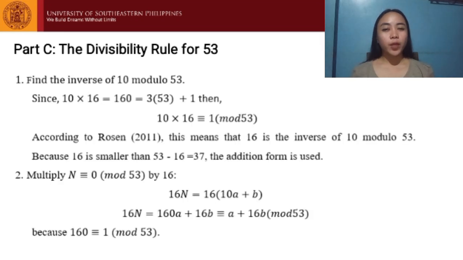Now, for our third prime number, which is 53, using the same Euclidean algorithm process, we found that the multiplicative inverse of 10 under modulo 53 is 16. Since 10 times 16 leaves a remainder of 1 when divided by 53, 16 turned out to be the smaller multiplier, so we use the addition method again.